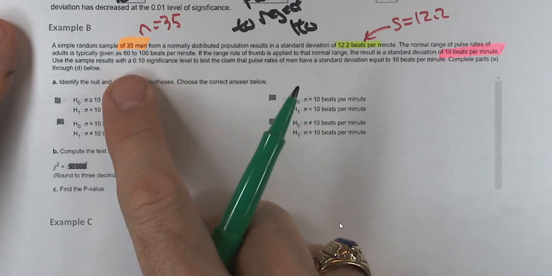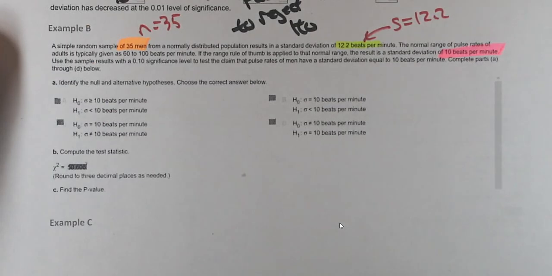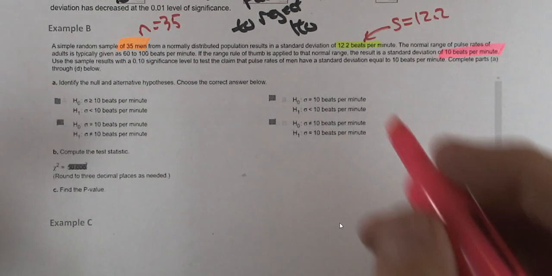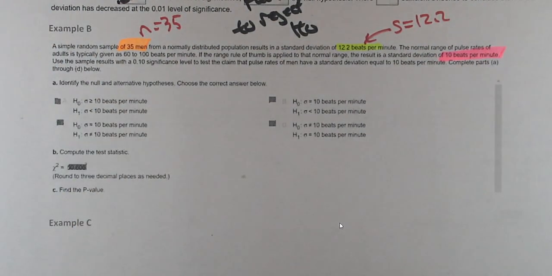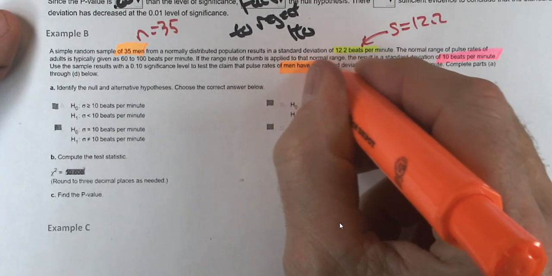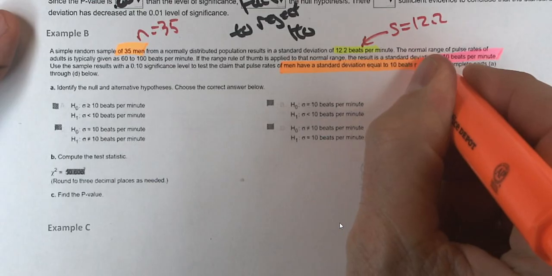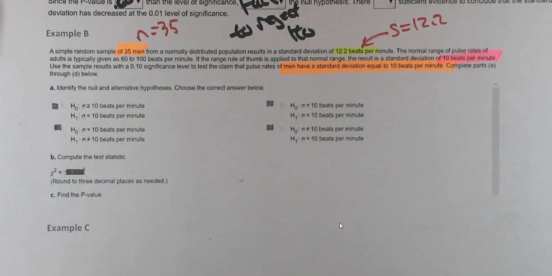Use the results with a 0.1% significance level to test the claim that the pulse rates of men have a standard deviation equal to 10 beats per minute. So there's your original claim right there. I like doing the original claim in orange. Sometimes I joke that it's the orange claim. Men have a standard deviation of pulse rates of 10 beats per minute. So there's your original claim.